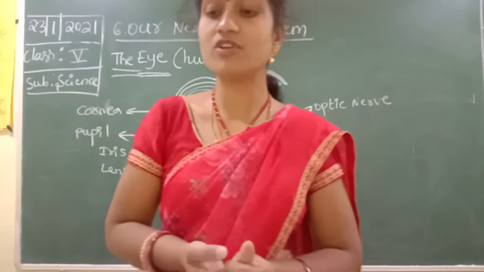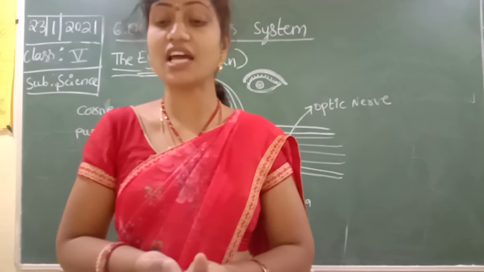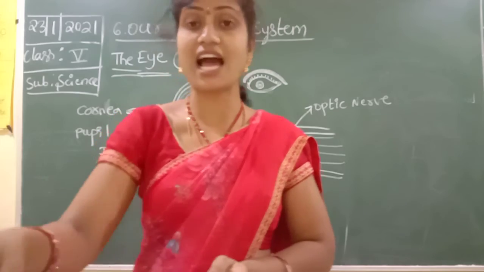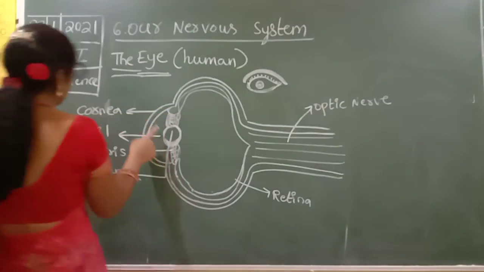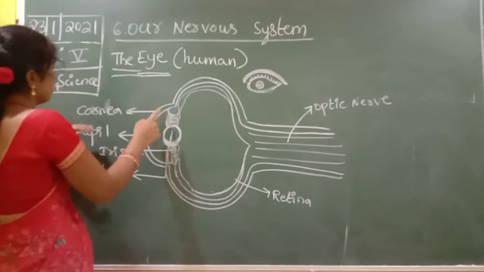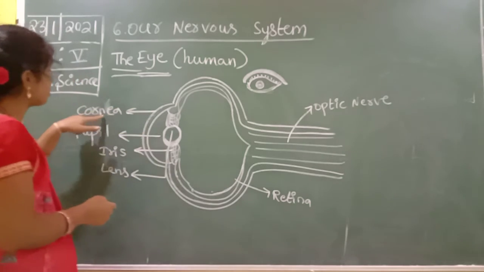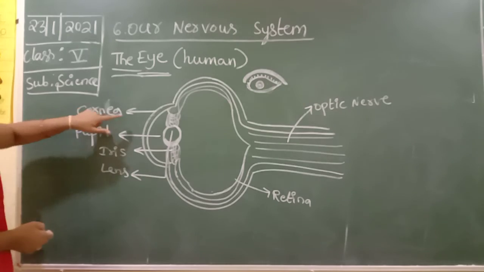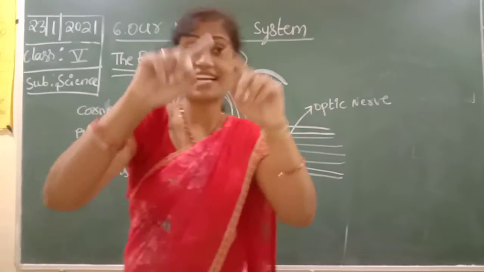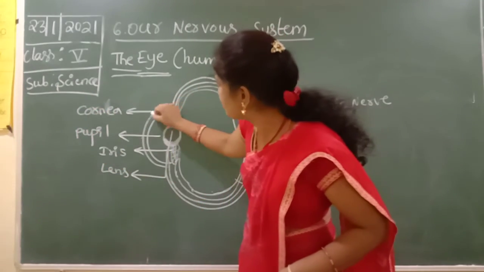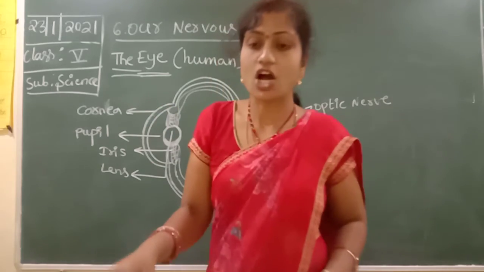In the front portion of the eye there is a circular transparent area called the cornea. See here, the front portion of the eye, the circular, round-shaped portion, is called the cornea.